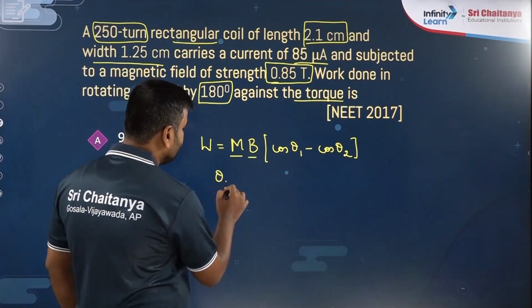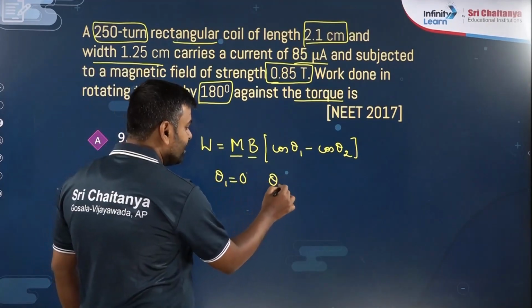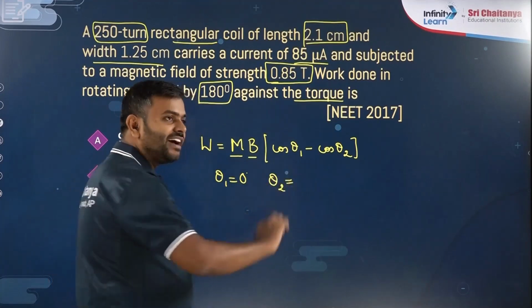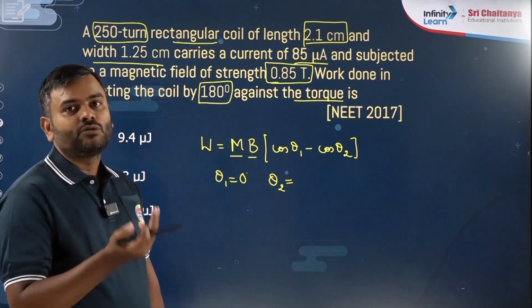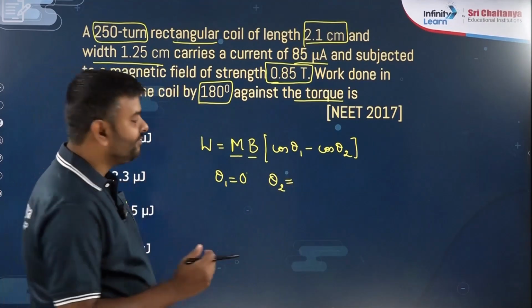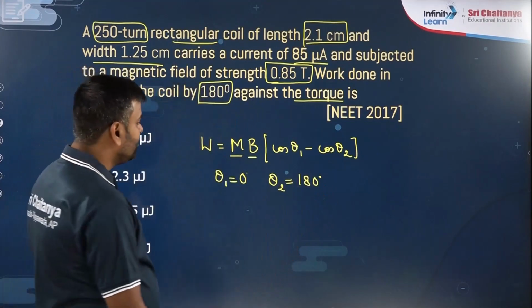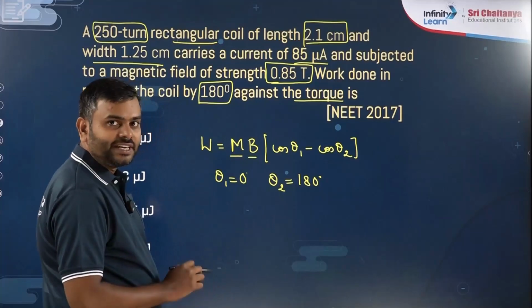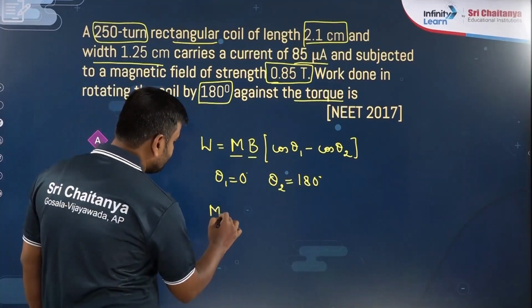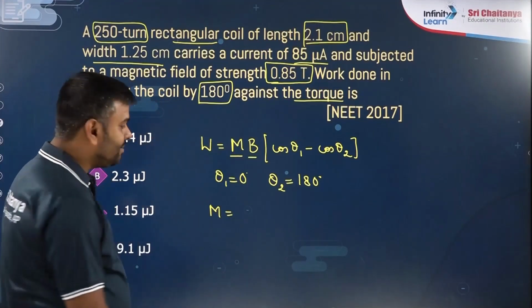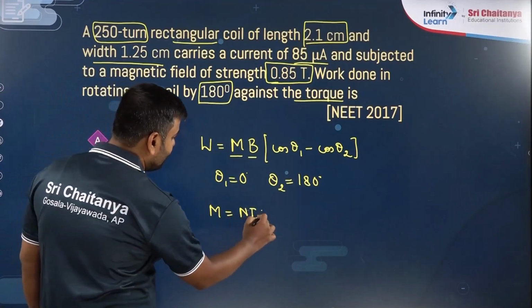Okay, so theta 1 value we can take 0 degree, then you can take directly theta 2 value, which is the final angle which that coil is making with respect to magnetic field, 180 degree. So now let's calculate first M. What is the M value we have? M value can be calculated simply by using NIA.